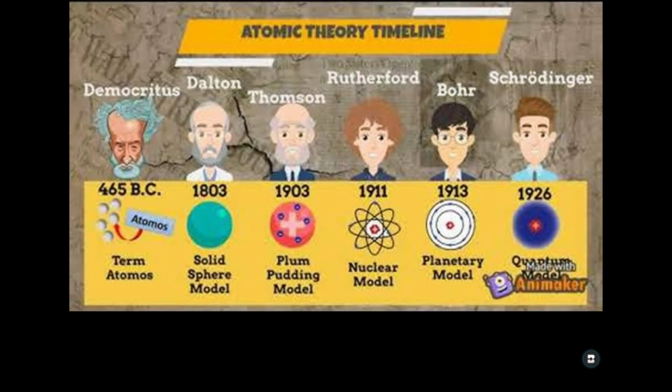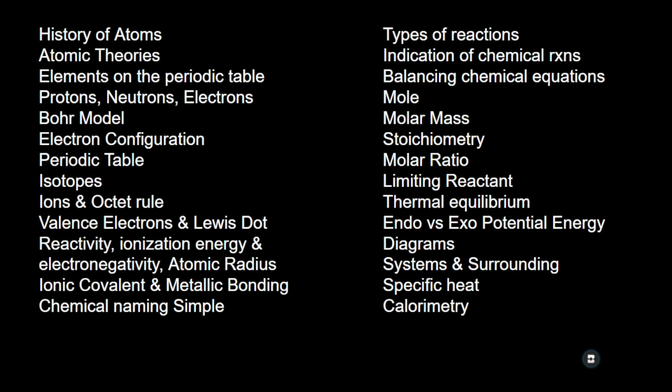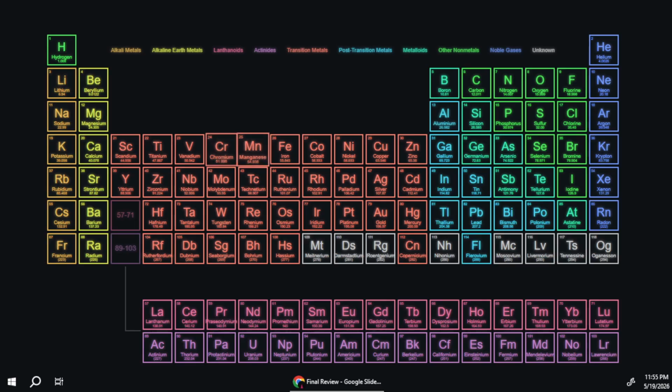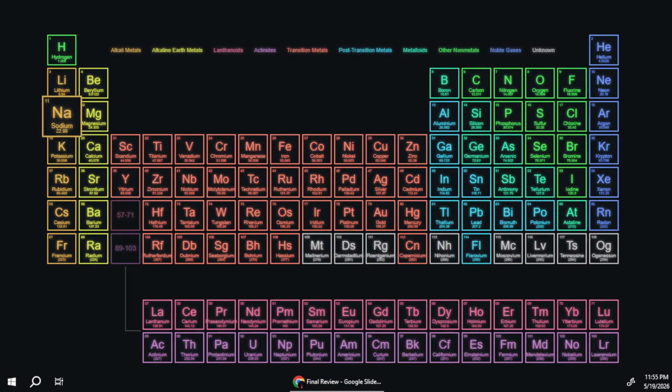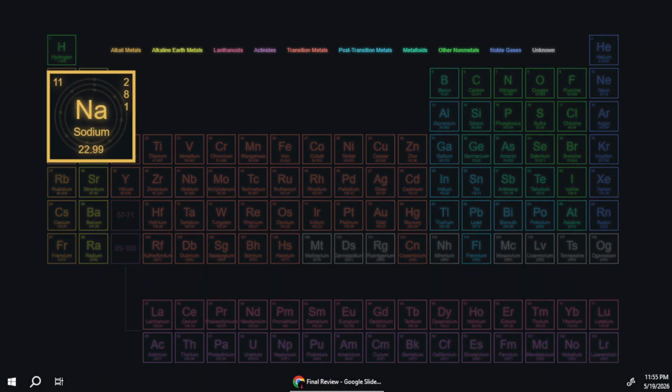Next one. Let's see. What is my next topic? Atomic theories. Here is the periodic table. So let's look at our periodic table right here. Let's look at hydrogen, for example. Actually, let's do a different one. Sodium. Okay.